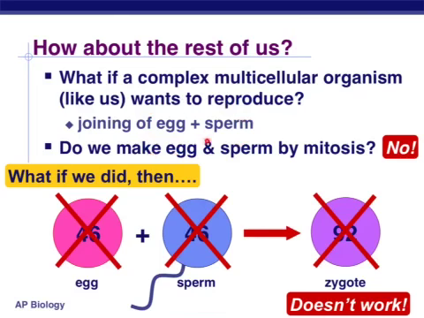This is an egg cell and a sperm cell. We don't make those cells by mitosis because if we did, we would have way too many chromosomes. We'd have an egg cell with 46 and a sperm cell with 46, because remember, mitosis is all about keeping things the same. So this zygote would have 92 chromosomes, way too many.